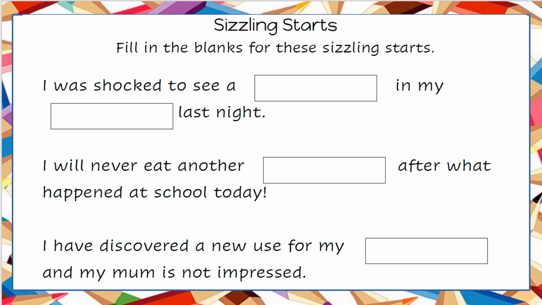Now, where did you see it? Did you see it in a mirror? Did you see it in your window? Did you see it at the door? Can you choose two nouns to put in to complete those sentences?